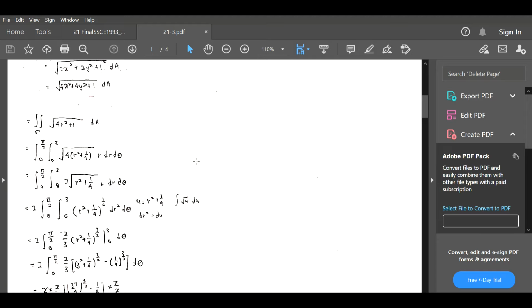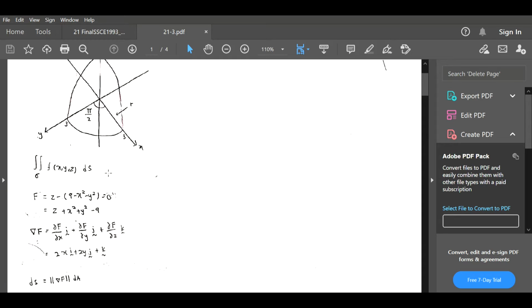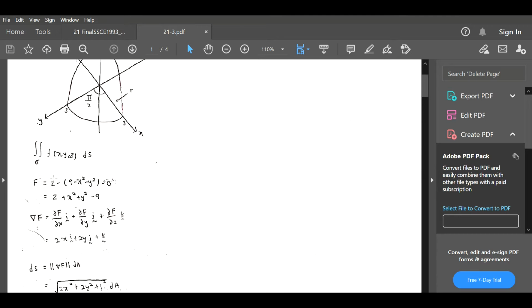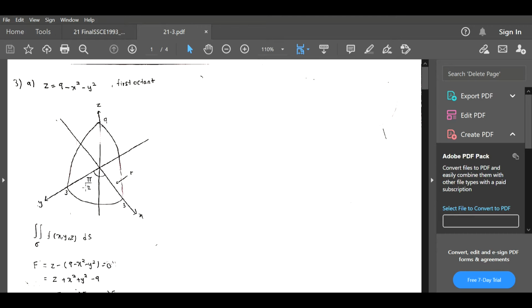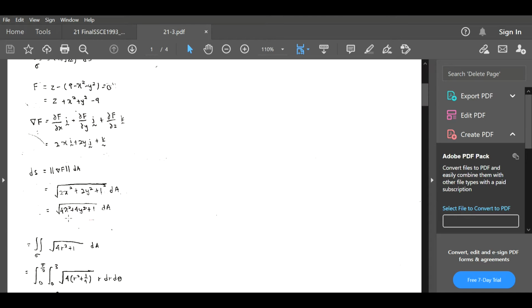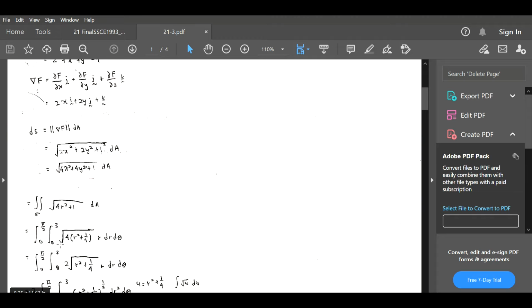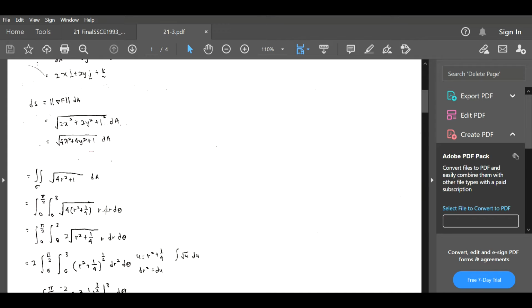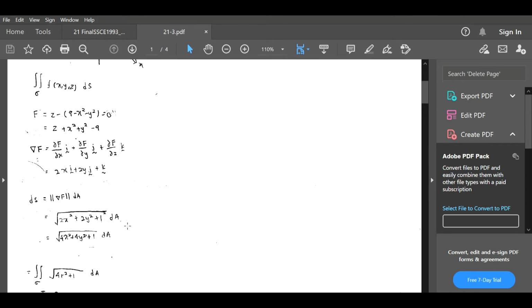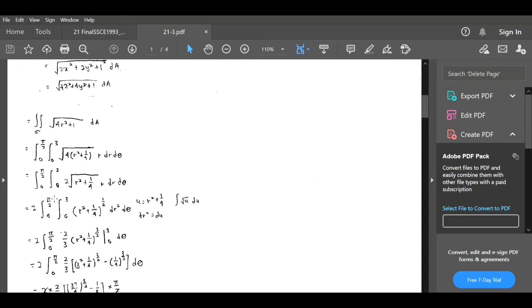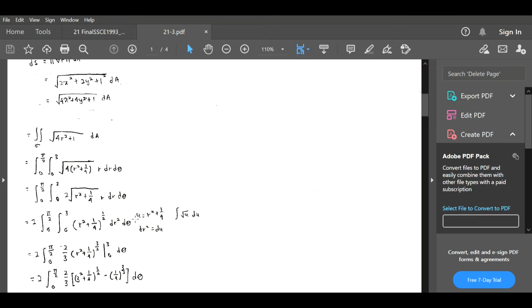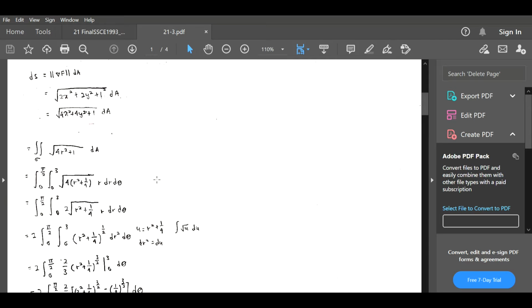Next, this is the equation. Substitute dS, and since we didn't have the f, let's put it here. So r dr d theta, and then the limit is 0 to 3 because our r is from 0 to 3, and then theta is 0 to pi over 2. As you can see, 0 to pi over 2, our angle theta. Substitute.